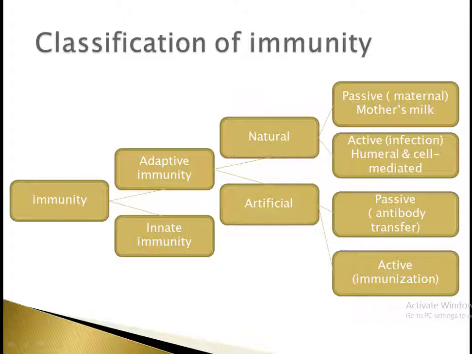Passive natural immunity is through the mother's milk or special types of cells which cross the placenta from the mother to the newborn. Active natural immunity involves humoral and cell-mediated responses following infection. Artificial passive immunity involves antibody transfer, and artificial active immunity involves immunization against specific diseases.